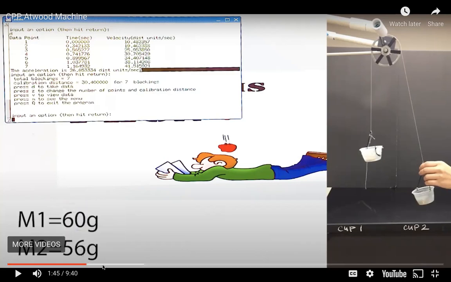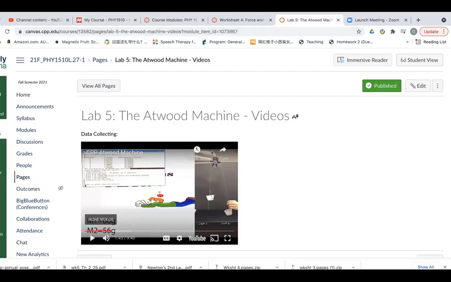And they will repeat this for all the different masses they use, and that is what you're going to measure for acceleration in part A. Okay, so let's go back to our data sheet, data table. Okay, so it's over here.